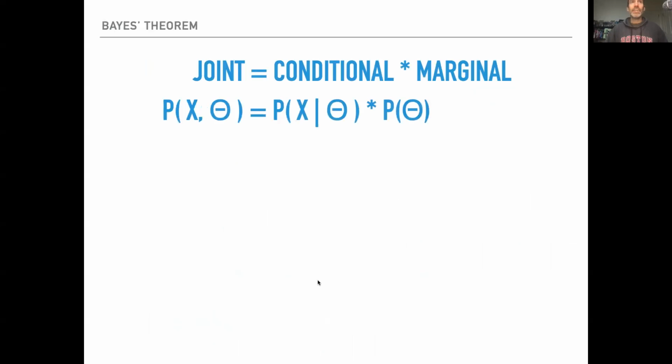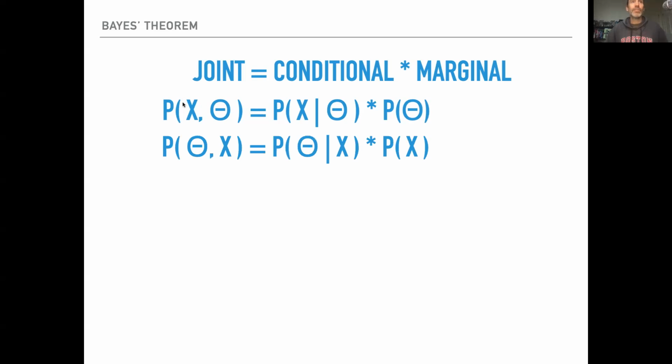Okay, so as I said on the last slide, we have this relationship between joint, conditional, and marginal, where the joint probability distribution is just the conditional distribution times the marginal. So if I want to know the probability of X and theta, I can think about the probability of X conditional on theta, and then multiply that by the probability that theta occurred. I can also write down this relationship in the other direction. So I can write down the probability of theta and X is the probability of theta given X times the probability of X. So it's just the same thing written in the other direction.